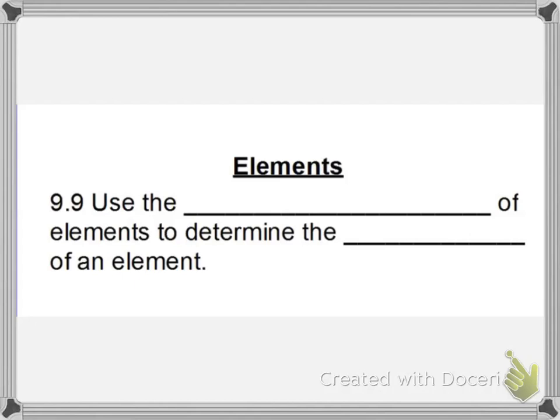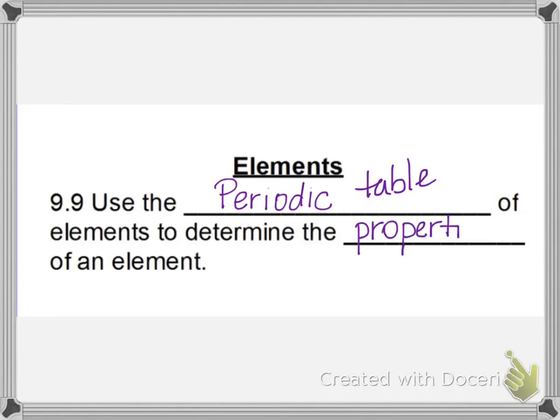Now we are looking at SPI 9.9, which has to do with the periodic table. Okay, so let's go ahead and get started and actually fill in our SPI. Okay, 9.9, what standard we're learning now is use the periodic table of elements to determine the properties of an element.